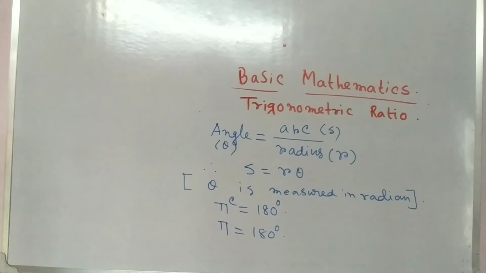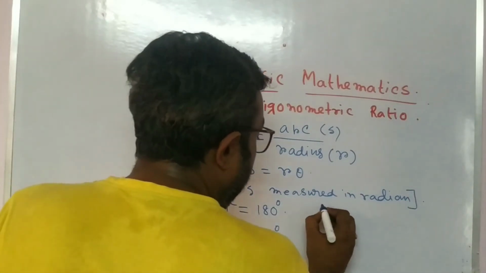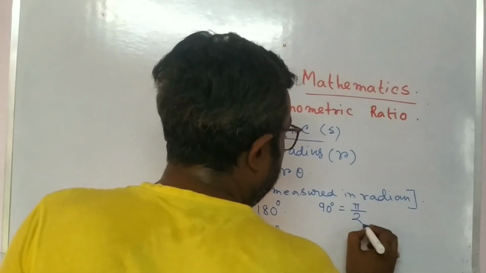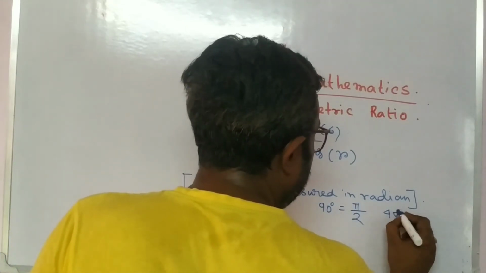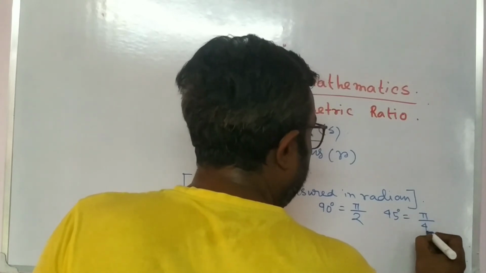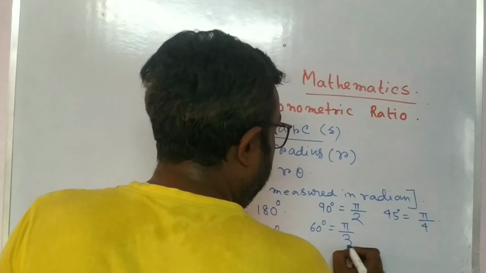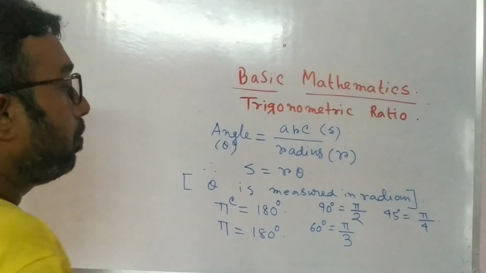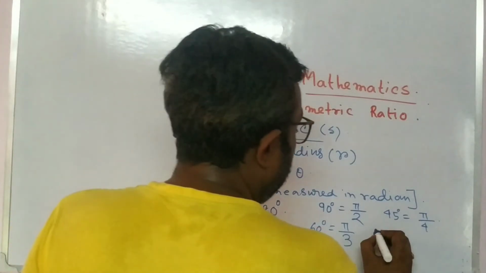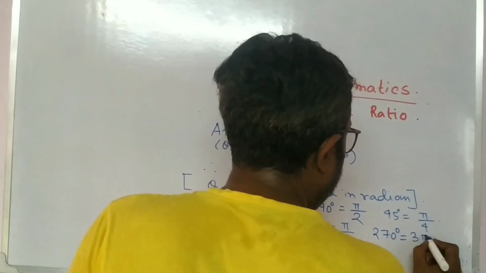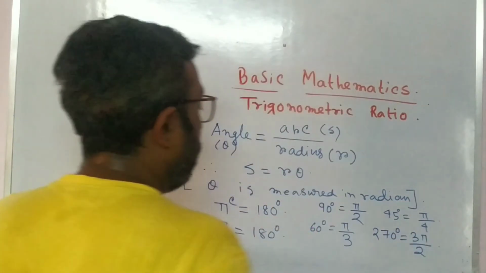So 90 degree means pi by 2 radian. 45 degree means pi by 4 radian. 60 degree means pi by 3 radians. Like if you want to do 270 degree, this is 3 pi by 2.